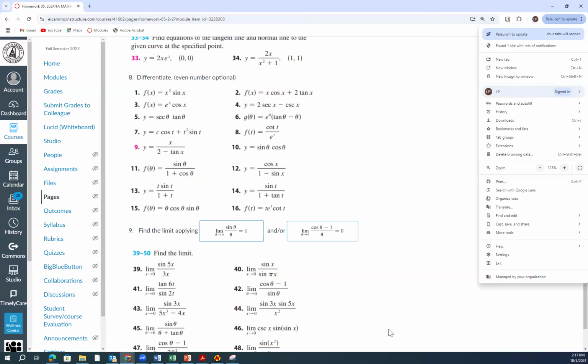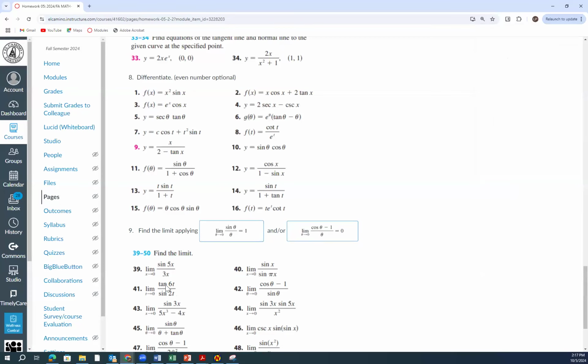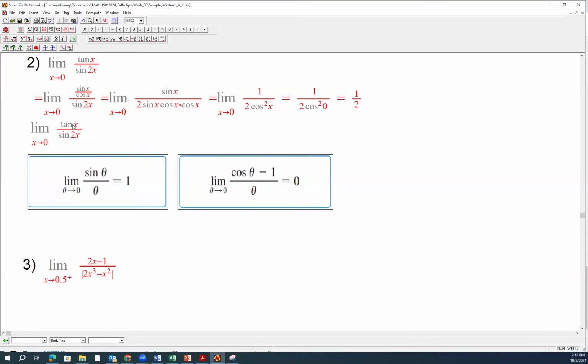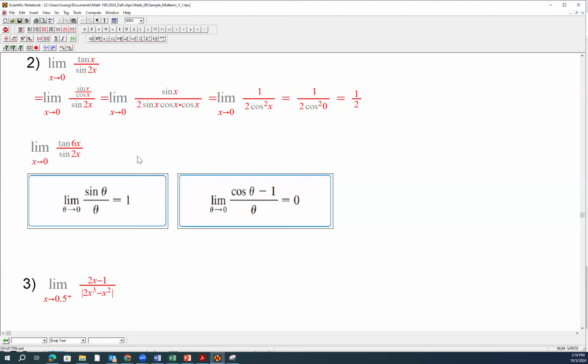The question I meant to copy was tangent 6t over sine 2t. Here we go. So let's change to the other one, with x. That question doesn't count, but you know how to do it. If you encounter that question, you know how to do it.